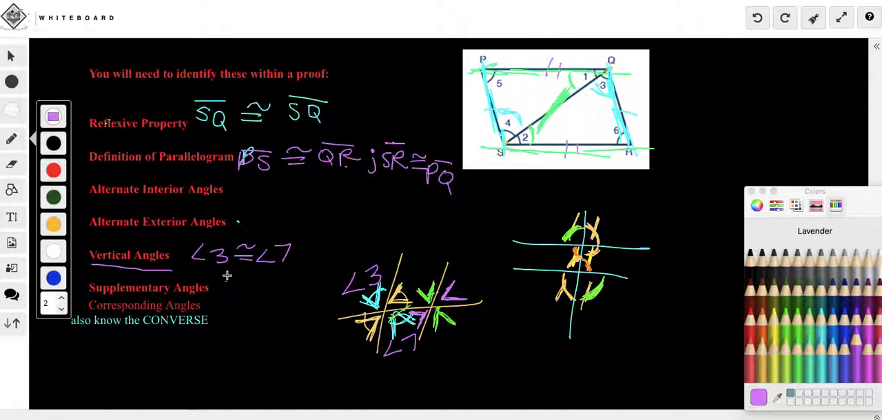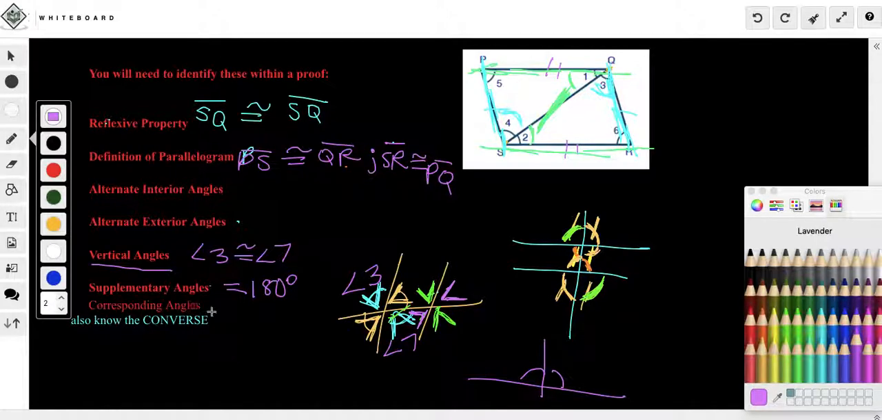All right, supplementary angles. So whenever they have two angles that equal 180 degrees, your reasoning is the definition of supplementary angles. That's what they are. You add them together and they equal 180 degrees, right? They have to be next to each other. So for example, this angle and this angle are going to be supplementary because when you add them together, they're going to equal 180 degrees.